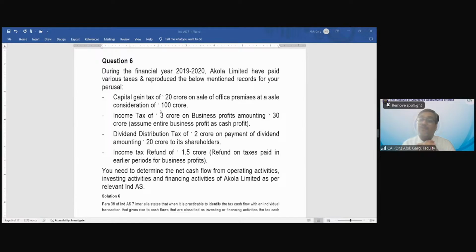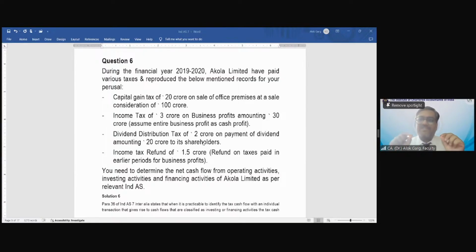Yes, you are right. This question wants to test your knowledge. Do you have adequate knowledge? Because you know what happened. Generally, if you are not aware which activity income tax belongs to, whether operating, investing, or financing, there is a rebuttable presumption. What is a rebuttable presumption? It has to be an operating activity, correct? It has to be an operating activity.